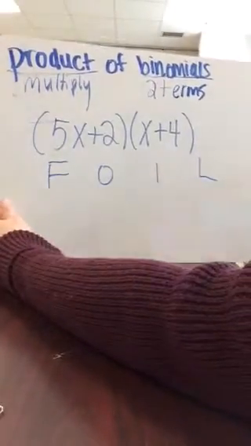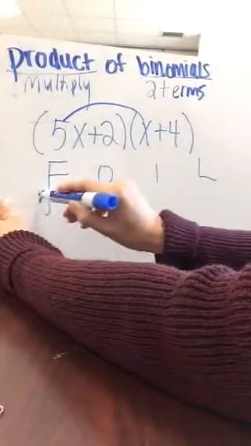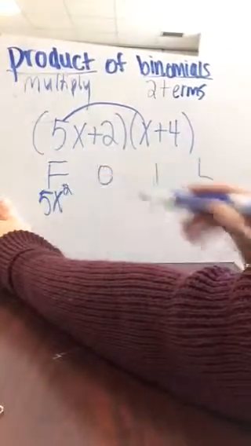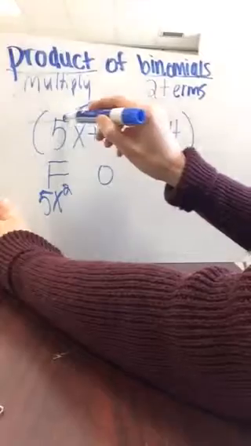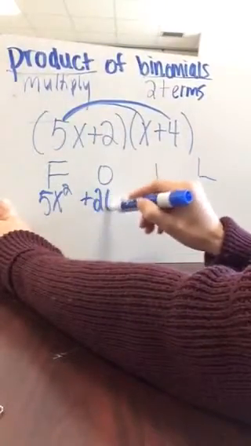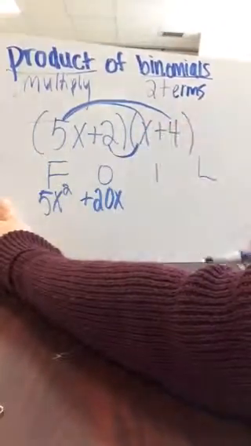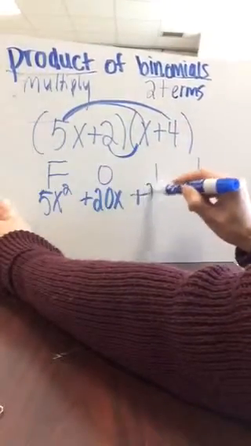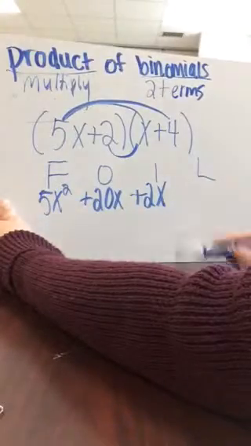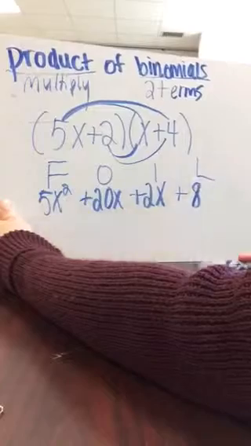All right, and then we do first times first. 5x times x is 5x to the second. Then we do outside. 5x times 4 is 20x. Then we do inside. 2 times x is 2x. And then we do last. 2 times 4 is positive 8.